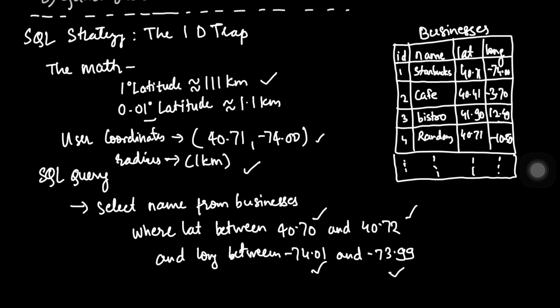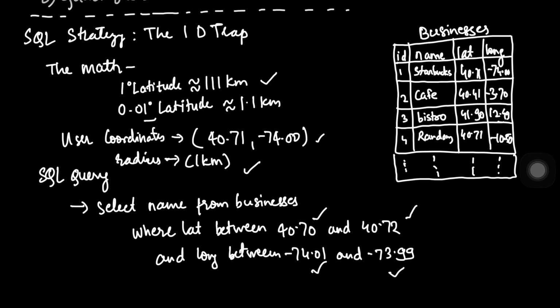So when we start writing the query, we have this particular query where we select name from businesses, where latitude is between the particular box and longitude is also between that box. On the surface, this is perfectly logical. We are asking the database to filter two columns at once. But in the world of high level system design, this is where we hit a massive bottleneck.